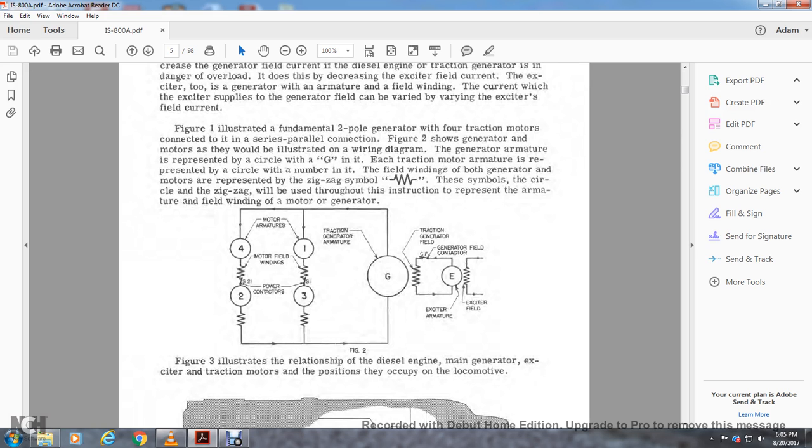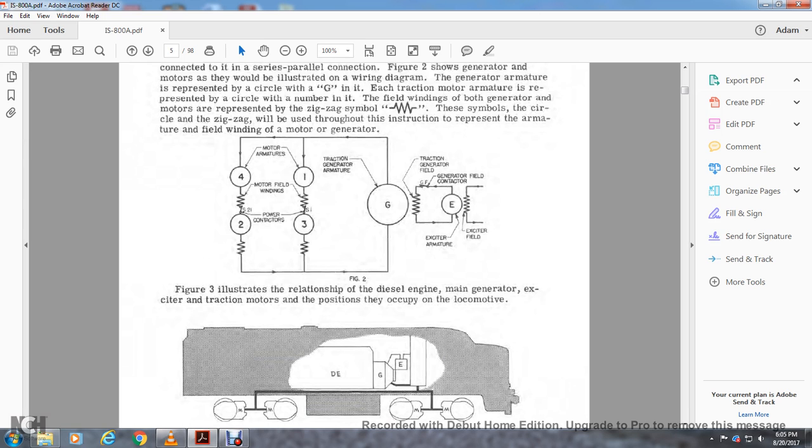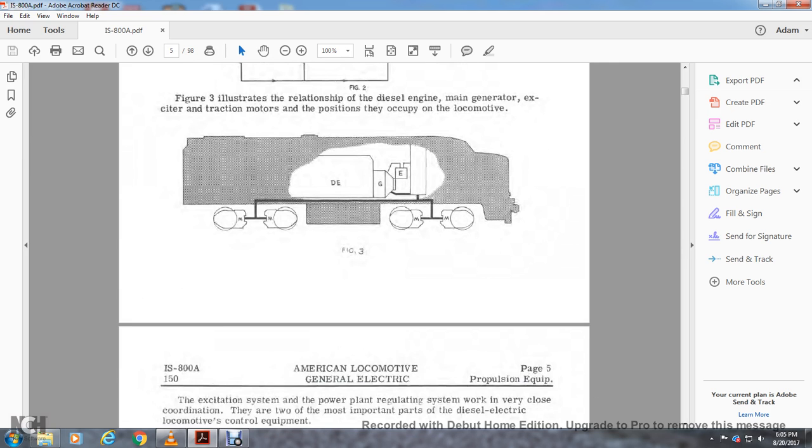Figure 3 illustrates the relationship of the diesel engine, main generator, exciter, and traction motors, with the positions they occupy in the locomotive. The generator current follows the path in 2 parallel circuits between traction motors 1 and 3, and 2 and 4, with motor field windings at each motor armature. Also shown are the generator field contactor, the exciter armature and the exciter field, along with the diesel engine, traction motors, wheels, and generator.